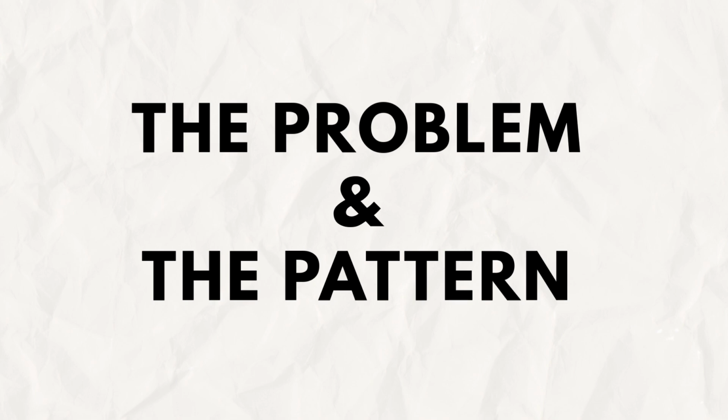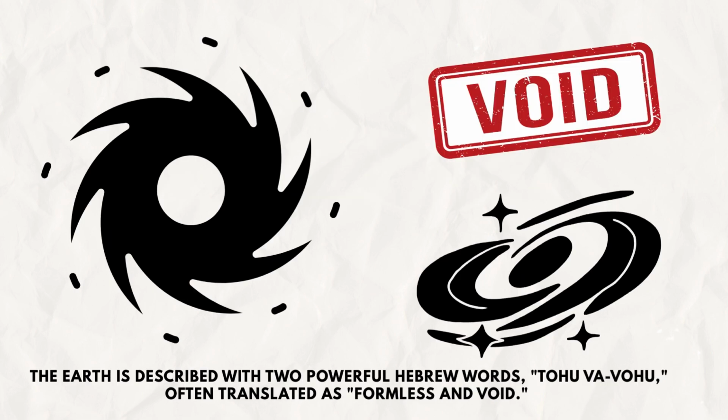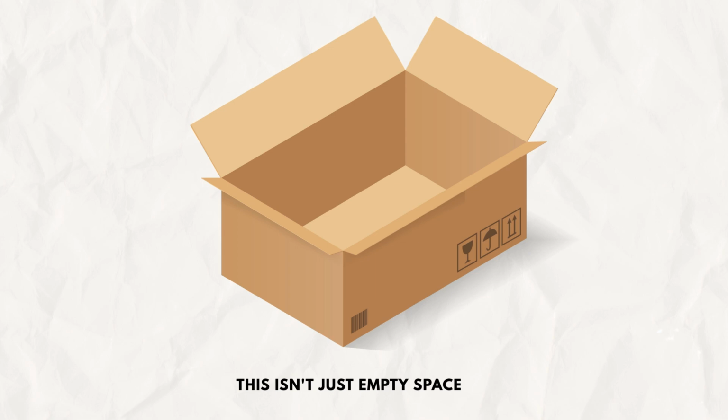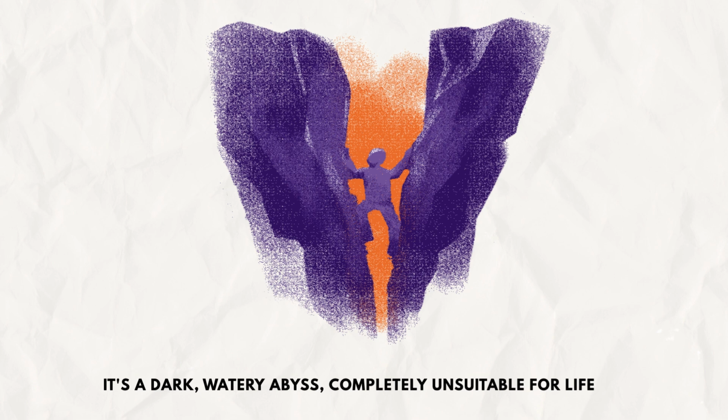Section 1, The Problem and the Pattern. The story opens with a description of the pre-creation world. The earth is described with two powerful Hebrew words, tohu v'avohu, often translated as formless and void. This isn't just empty space. This is a picture of a chaotic, disordered, uninhabitable wasteland. It's a dark, watery abyss, completely unsuitable for life.